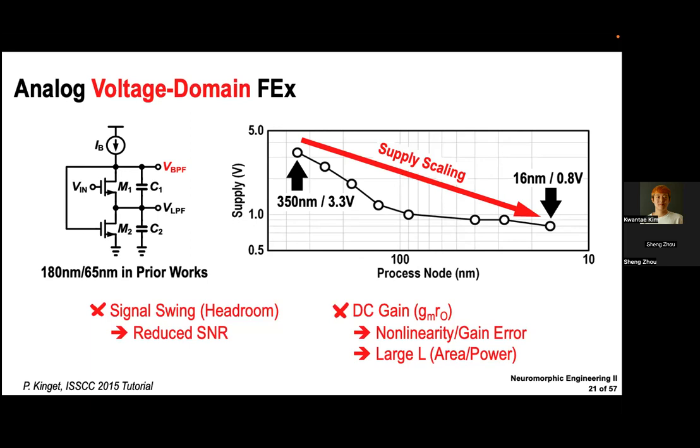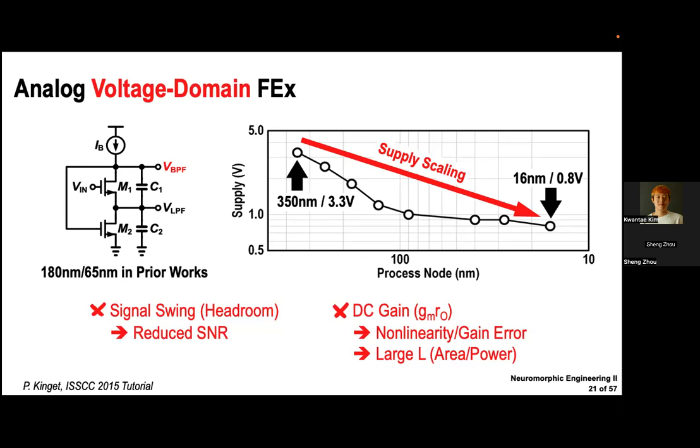In this kind of situation, there is a signal swing loss because of supply voltage reduction, and headroom is a problem. This reduces the signal to noise ratio, and DC gain is reduced. The DC gain is gm·ro, which means the intrinsic gain of the transistor.